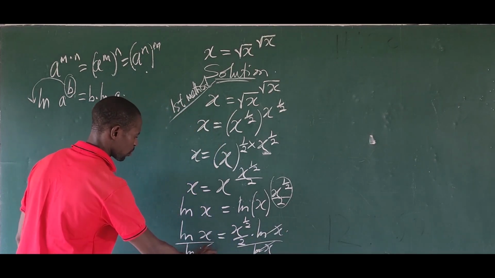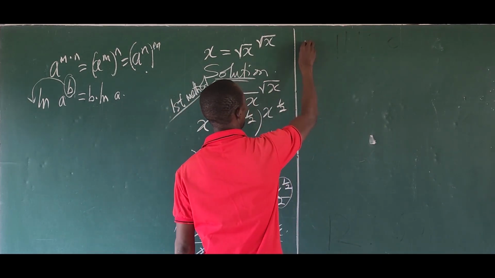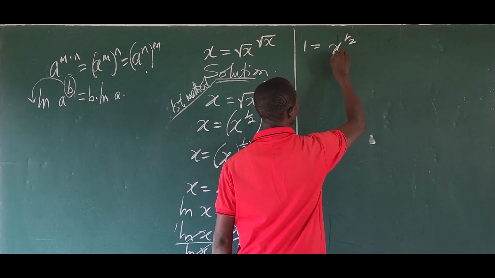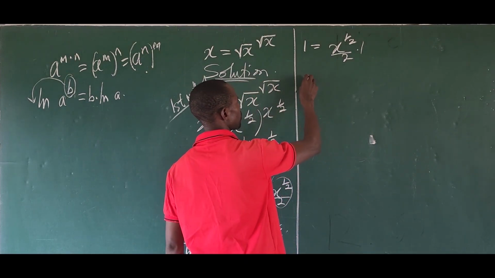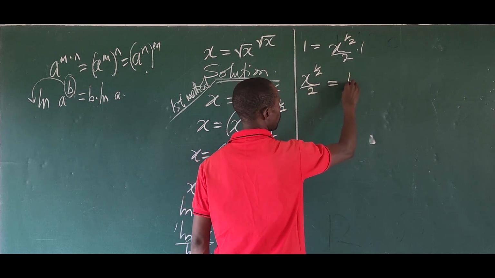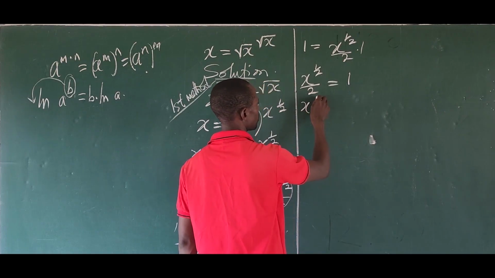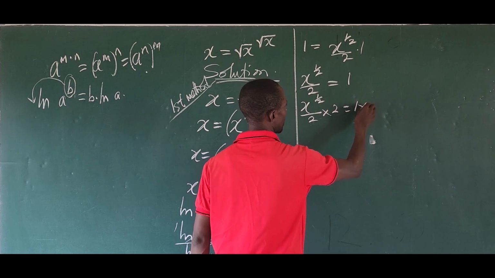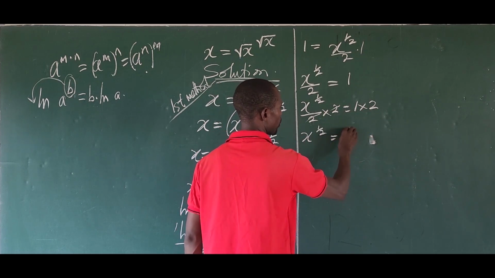So this leaves this one. We are now going to have here 1 is equal to x to the power of 1 all over 2 times 1. So if we rearrange the system, it's going to give us x to the power of 1 all over 2, everything all over 2, equal to 1. So we multiply both sides of the equation by 2. This is going to give us x to the power of 1 all over 2, then all over 2 times 2, equal to 1 times 2. This leaves us with x to the power of 1 all over 2 is equal to 2.